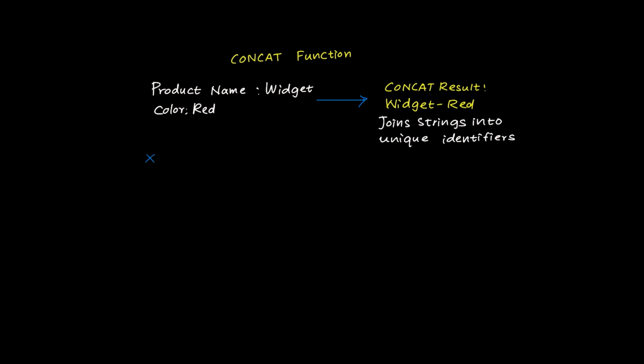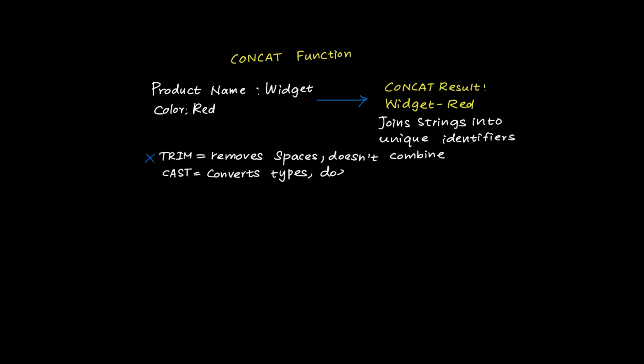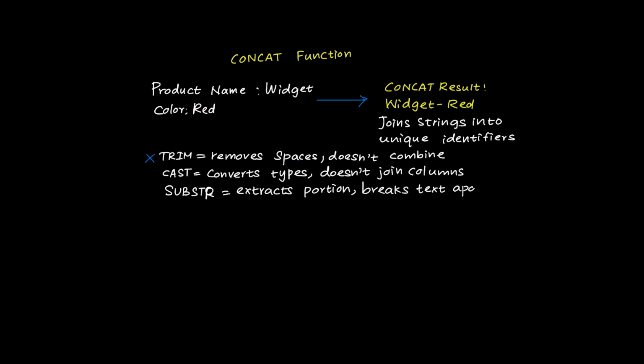Trim removes spaces from text. Useful for cleaning, but it doesn't combine anything. Cast converts data types, text to numbers, for example. It doesn't join columns together. Substr pulls a portion from an existing string. It breaks text apart instead of building something new.